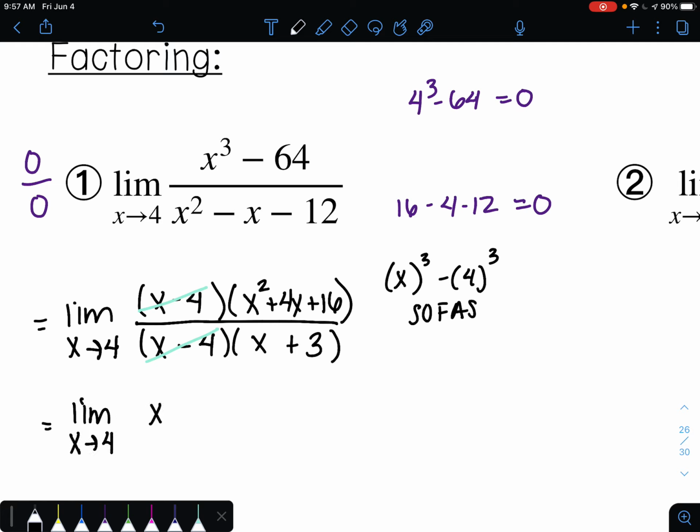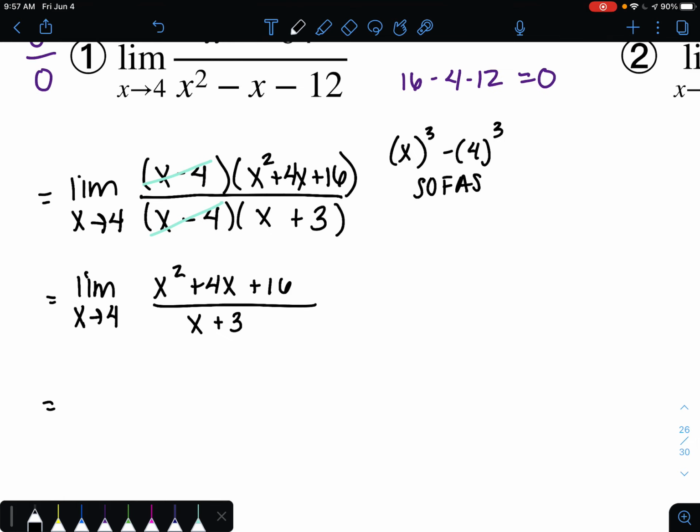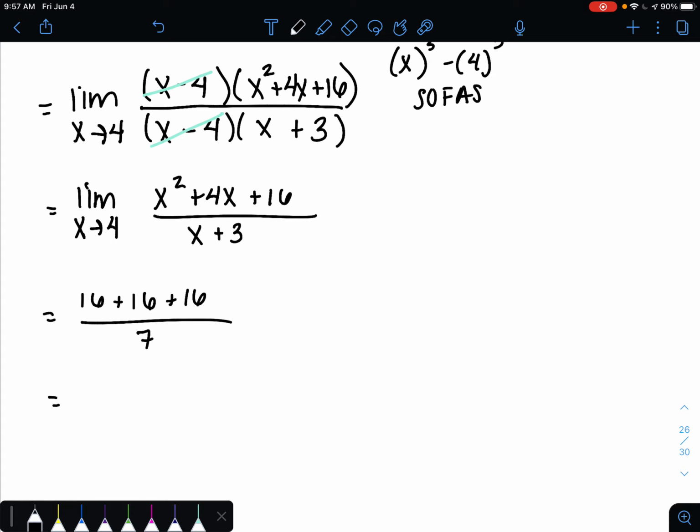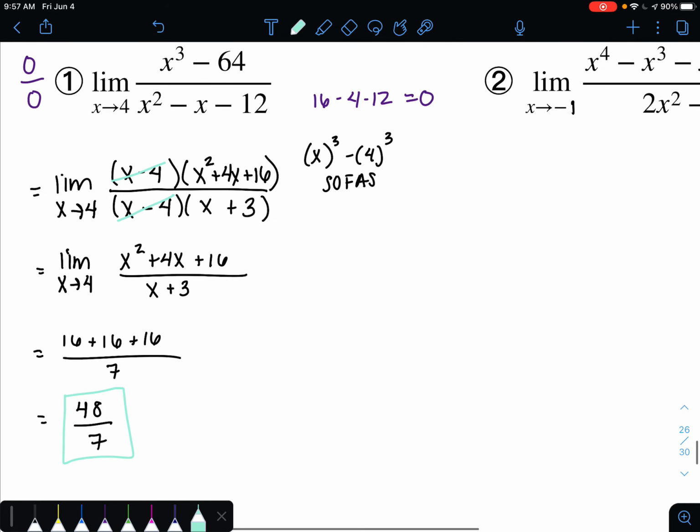So now I can get rid of that common factor. I'm going to keep my limit notation because I still have not taken the limit. But now that I've gotten rid of that common factor, that's what was causing the 0 over 0 portion. So now I can just plug in with my 4. If I plug in 4, I no longer need limit notation because I'm taking the limit. So I'm going to get 16 plus 4 times 4 is 16, plus another 16, over 4 plus 3, so 7. And then 3 16ths is going to be 48 all over 7. And that'll be my final value there.